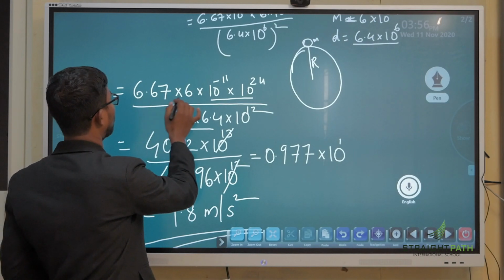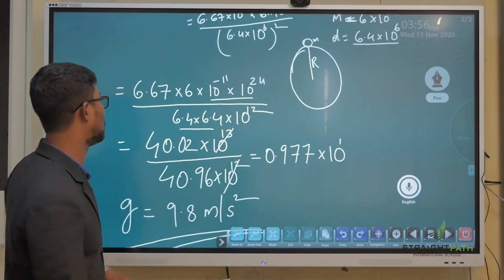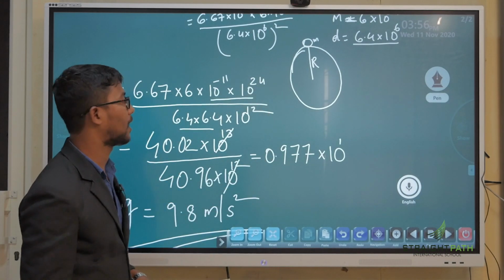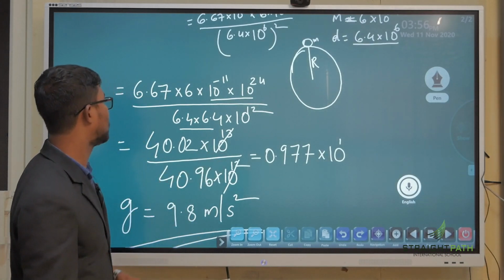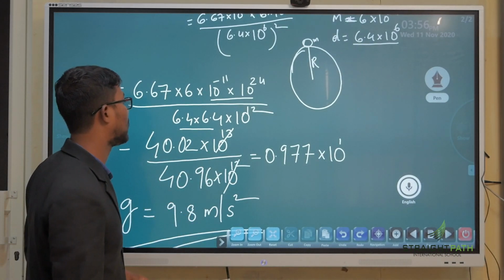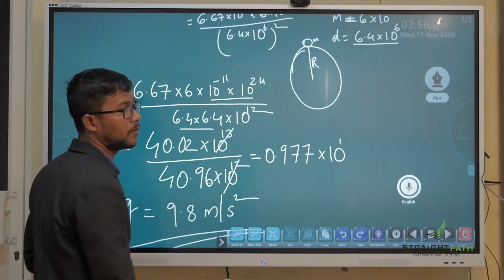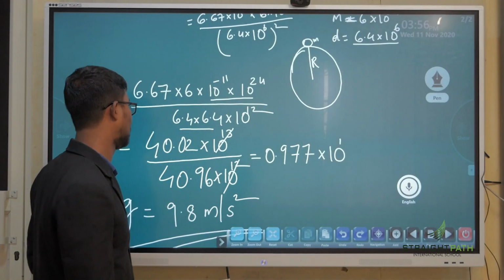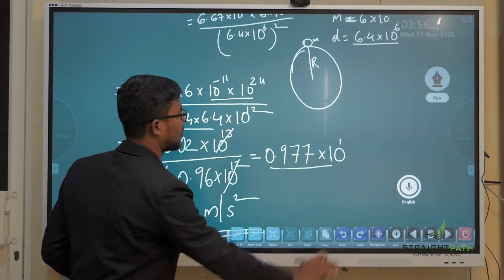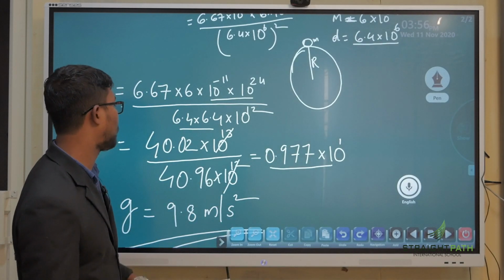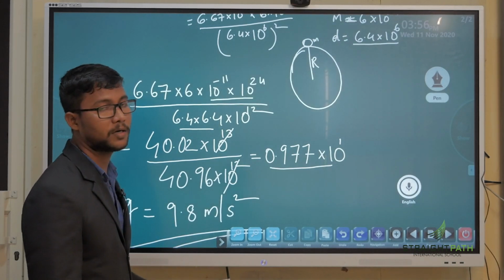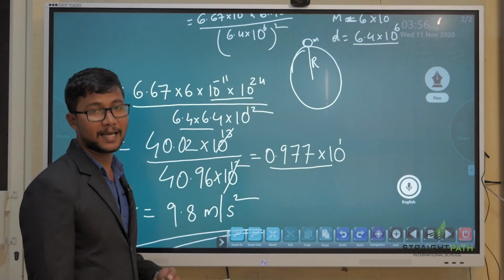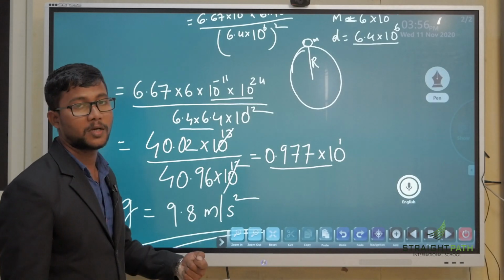Then if you multiply 6.67 into 6, you will get 40.02, and here 10 power minus 11 and 10 power 24 combine and you will get 10 power 13. On the bottom you will get 40.96 into 10 power 12. Then the 10 power 12 and 10 power 13 cancel, and at the top you will get 10 power 1. Then if you multiply with the 10, you will get 9.8. Rounding the value to one decimal digit, you will get 9.8 meter per second square as the acceleration due to gravity on earth.